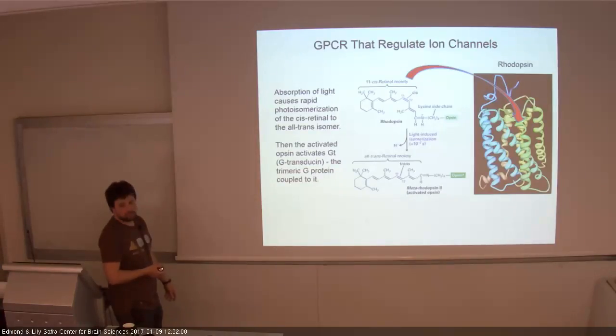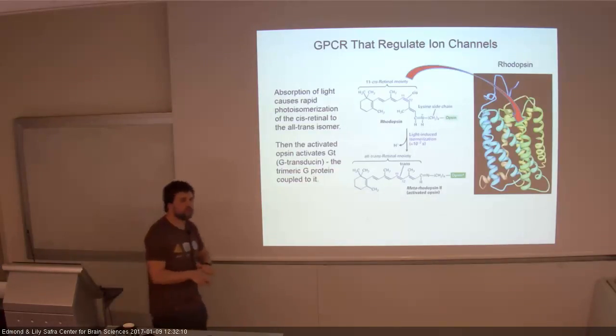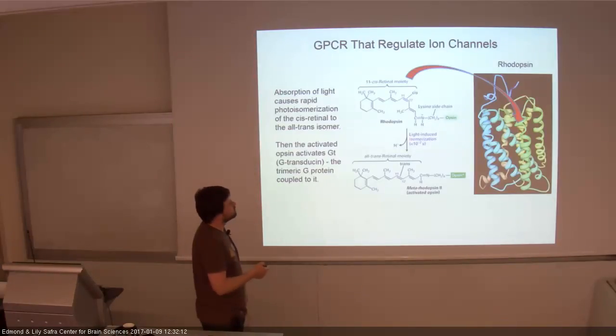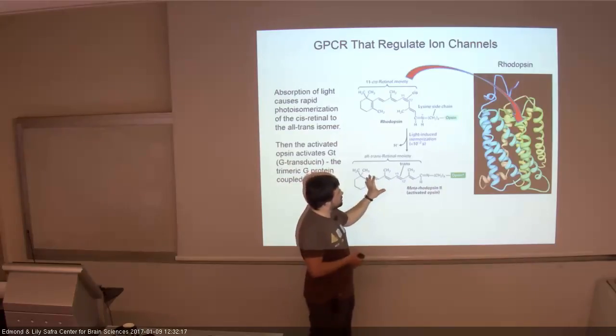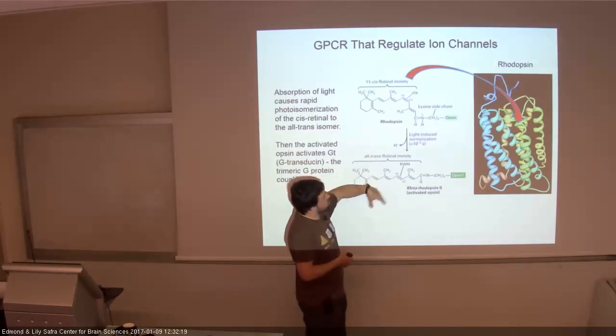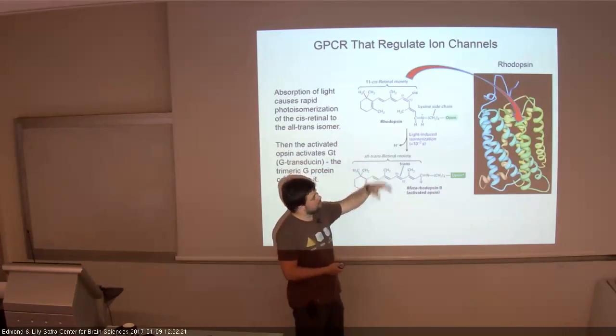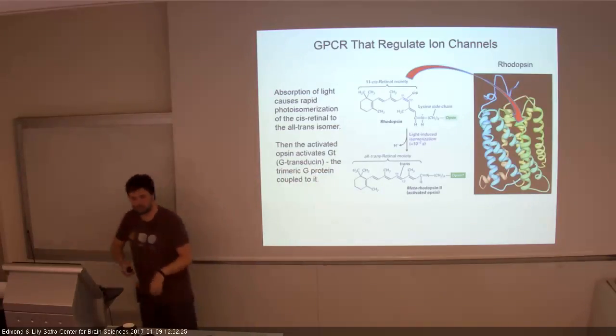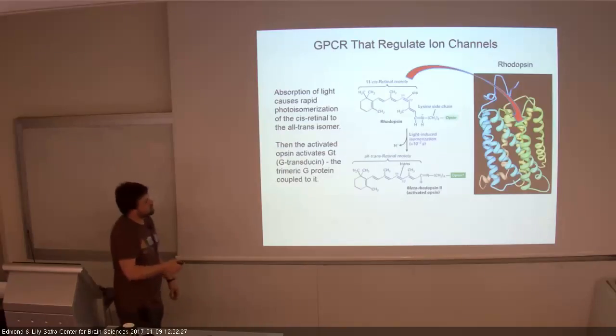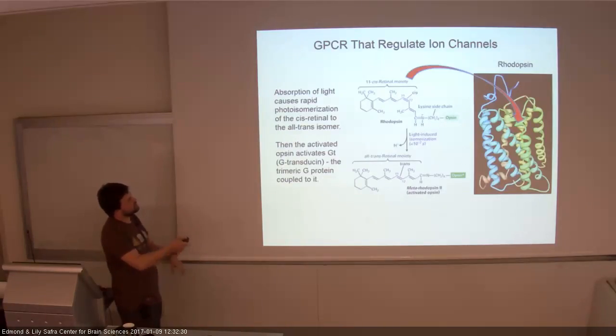Okay? So, yeah. Would the light go through the structure? No. So, it's a good question. What happens after the conformational change is that this leaves or diffuses away from the protein itself, and then there's an enzyme that knows how to return this retinal molecule back to a cis conformation.